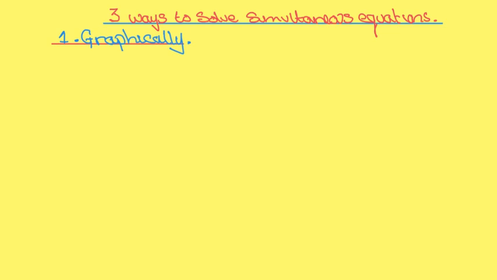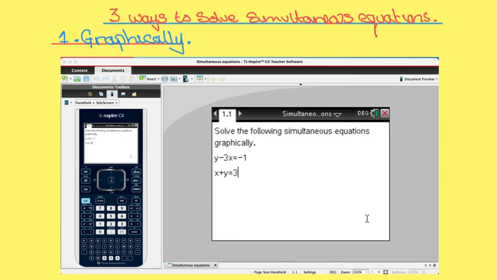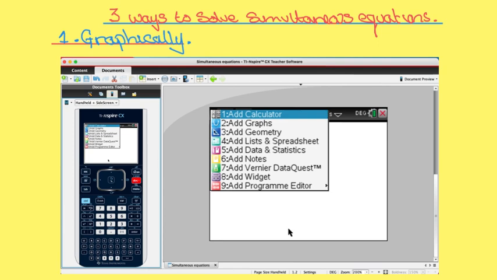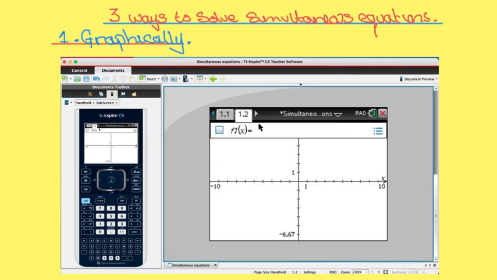In this video, we're going to discover the three ways to solve simultaneous equations. The first one is graphically. Simultaneous equations graphically. y minus 3x equals minus 1, x plus y equals 3. First, open a graphics page. Control, Doc, Graphs. Now enter your two graphs.